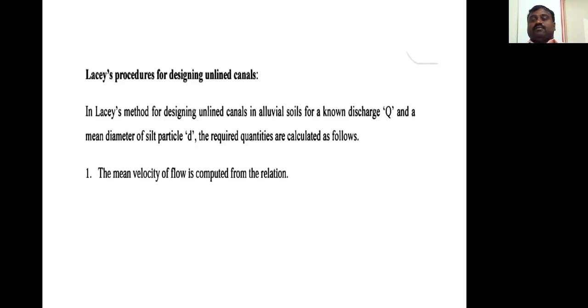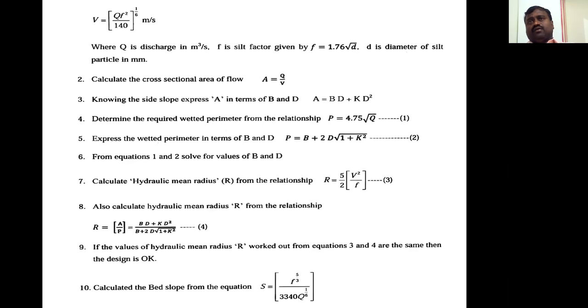Similar to Kennedy's theory, some steps are followed here to design the channel. For Lacey's theory, in the very beginning step, the velocity of flow is computed using the relation V is equal to (QF²/140)^(1/6). As we know, he has given a modified method for canal design and a set of expressions to design the channel. So we can have a look at all the expressions here.